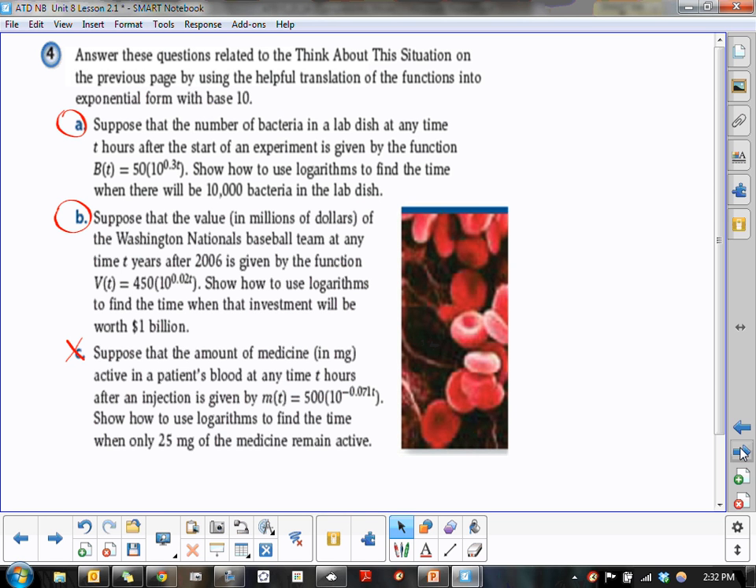What we're going to do is take those things we talked about yesterday in the opening part of our lesson, and we're going to solve them. Yesterday we said we had a bacteria dish in the lab. At any time, T hours after the start of the experiment, we could figure out the number of bacteria based on this equation. The number of bacteria at any given time was 50 times 10 to the 0.3 T. Now this 50 stood for the what? The starting amount. We start off with 50 bacteria.